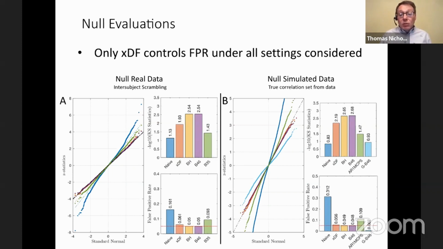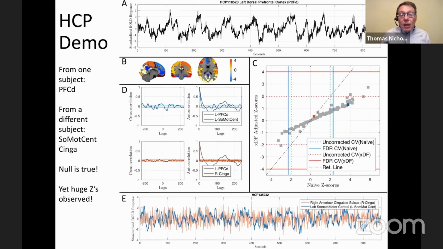And when you do no adjustment, or any of these other adjustments, some of these adjustments overcorrect, and of course not doing anything undercorrects. And with this XDF, we call it XDF because it isn't effective degrees of freedom, but it's accounting for the cross correlations. We get nominal p-values.